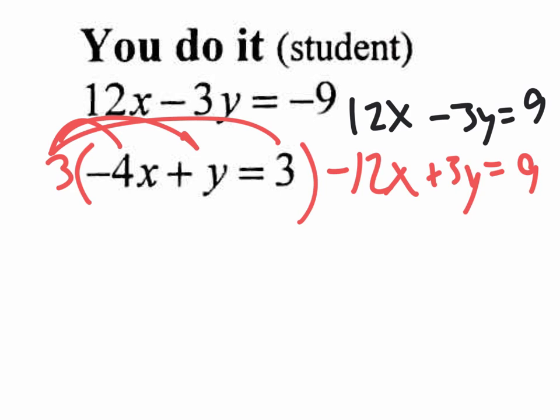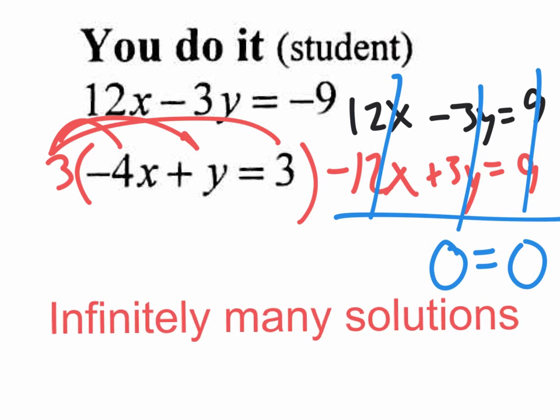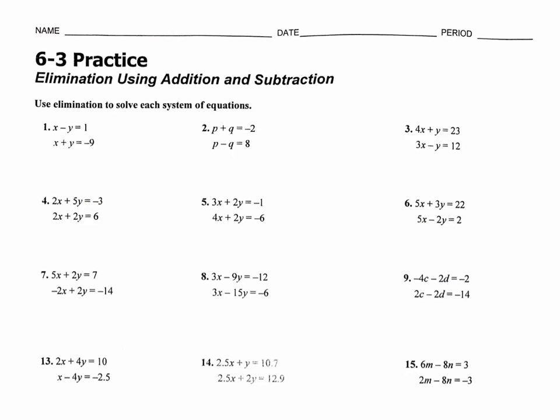So when we combine the lines, everything cancels, even the 9. So you end up with 0 equals 0. You know that that's always true. So the answer is infinitely many solutions, because it's always true.